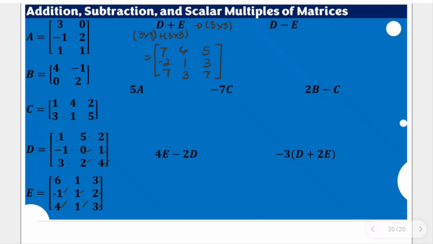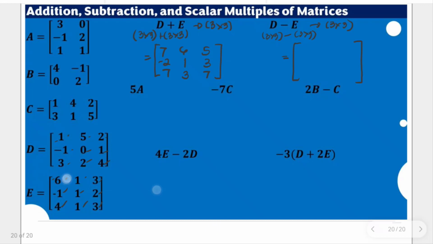For D minus E, since we also have 3 by 3 minus 3 by 3, we expect a result which is a 3 by 3 matrix. So earlier we added them up. We are going to subtract here the entries, with the entries of D as our minuend, and the subtrahend is the entries of E.